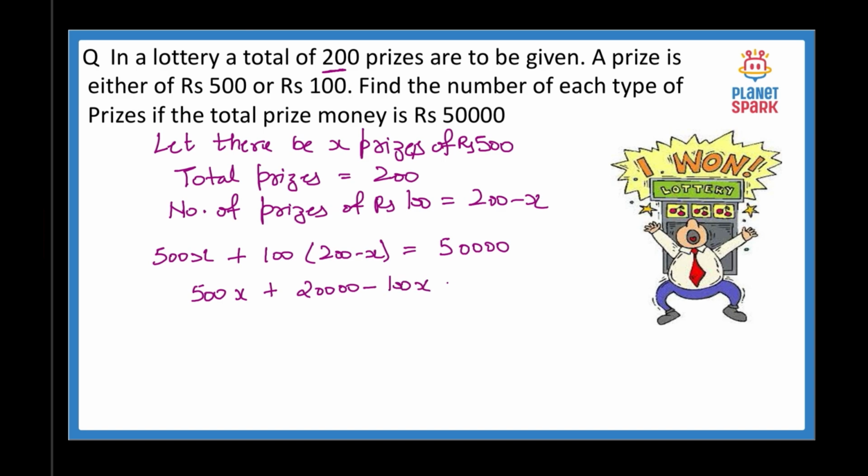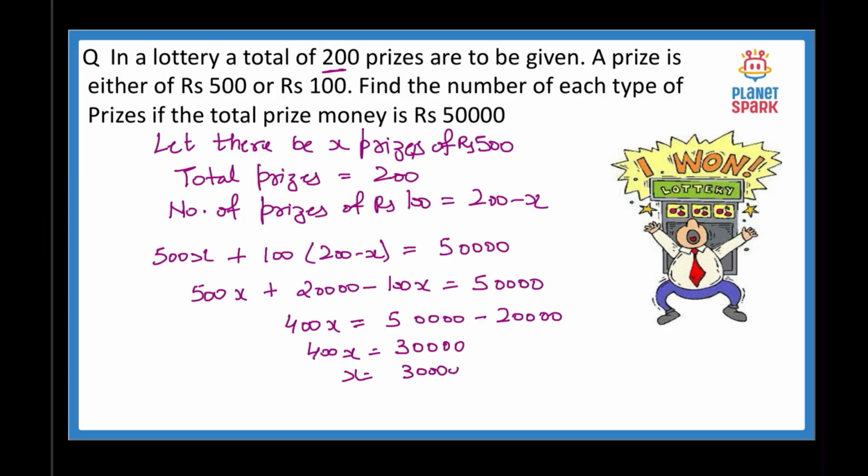Again, we are going to bring all the variables on one side and all the constants on other side. I'll have 500X minus 100X is equal to 400X. 20,000 is added on LHS. If I take it to RHS, 20,000 would be subtracted. So I'm left with 400X is equal to 50,000 minus 20,000. That means 400X is equal to rupees 30,000. Now 400 is multiplied on LHS. If I am transposing it to RHS, it would be divided. So X is going to be equal to 30,000 divided by 400, which is equal to 75.